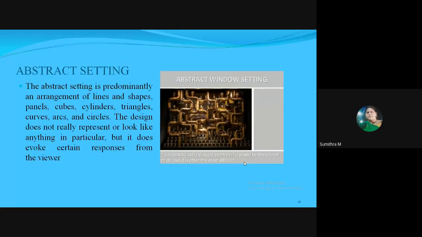Abstract setting, we can't see what the correct position is and what exists. It will be in an abstract form with the help of shapes, cubes, cylinders, triangles, arches, circles, curves, etc. But if you go nearer, you can identify what garment is displayed. That is named as an abstract setting.